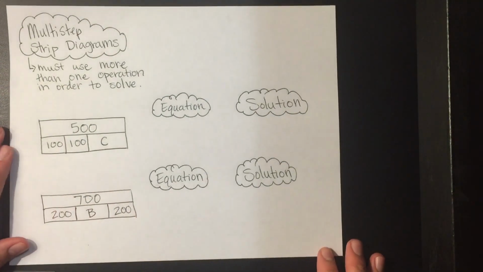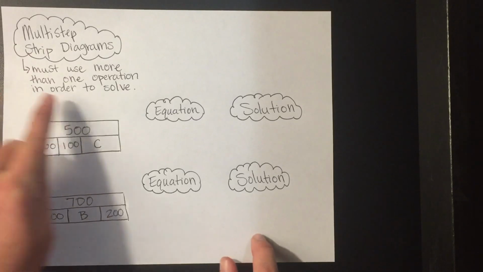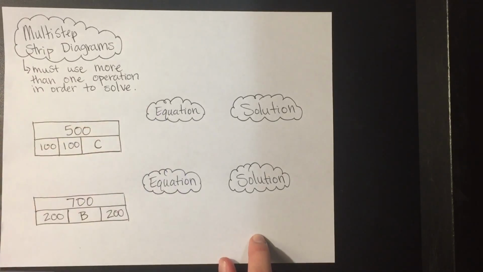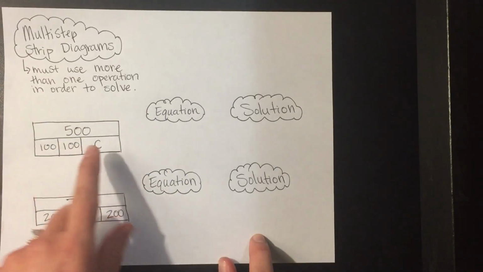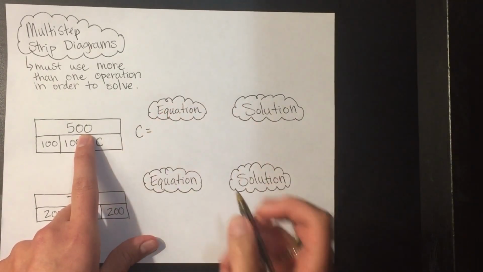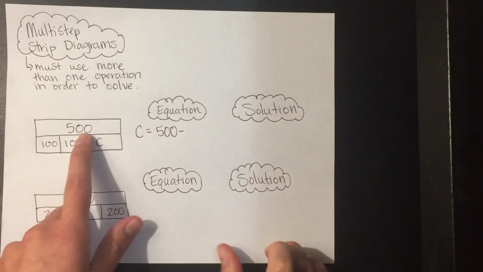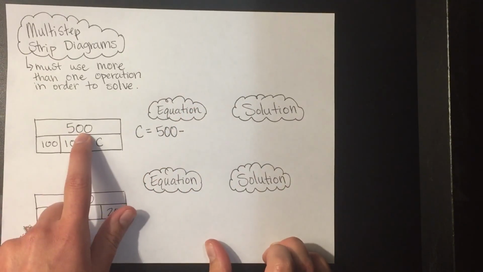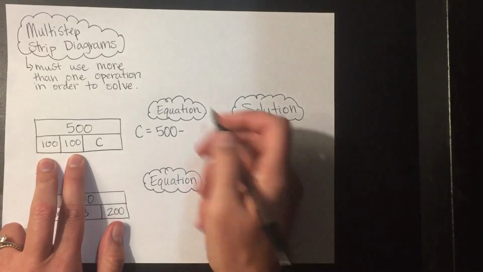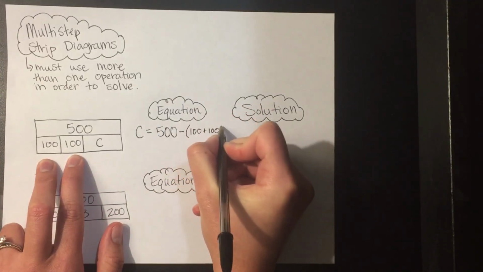Couple multi-steps. So these are your fourth grade strip diagram questions. These are strip diagrams that you must use more than one operation in order to solve. So here we're given a total. So C is our variable. I know that we will be subtracting something from the total because that's what we do when we have a total given. But before we can subtract, we're going to need to add those two amounts.